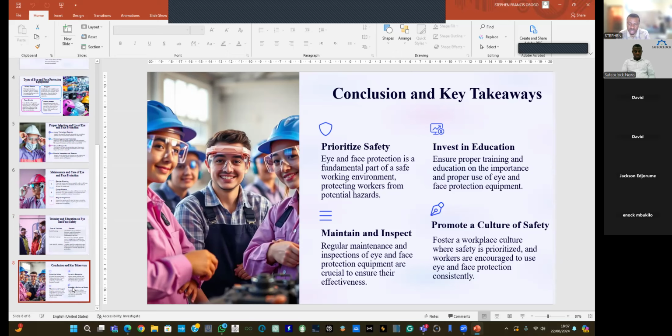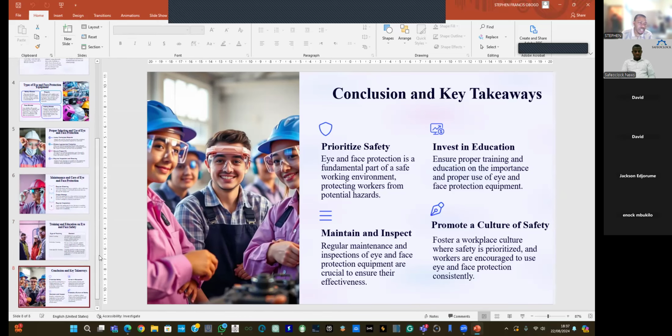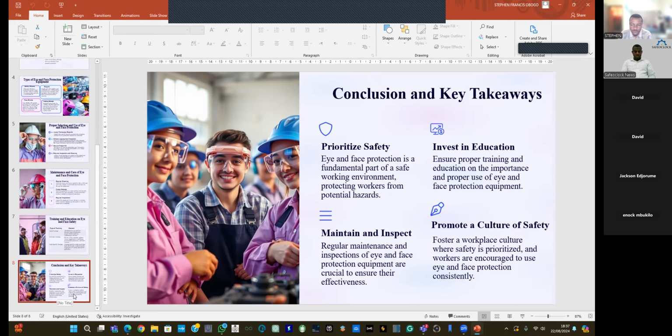And also regular maintenance, like I've said, is very important. And also we need to promote or foster a culture whereby safety is prioritized within the workplace, and they have a better workplace environment that will be free from injury, sickness, or illness.